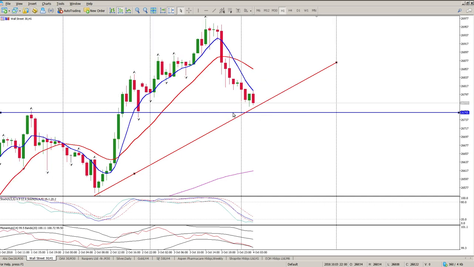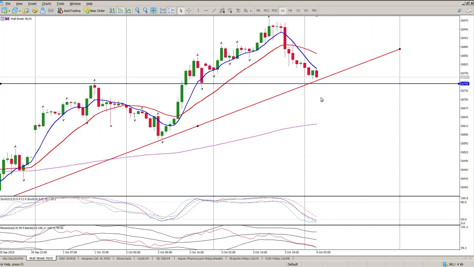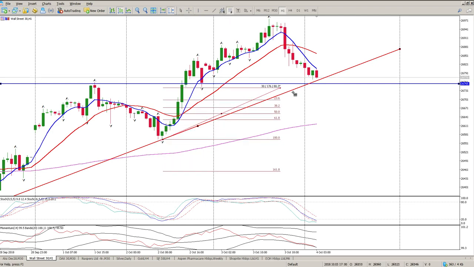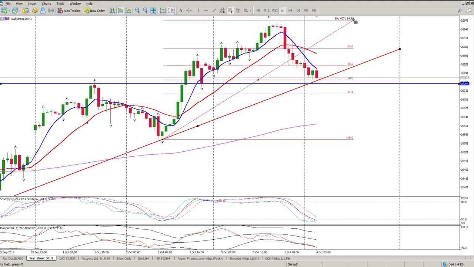26,755. This is the area that I want to watch out for, because there may be an opportunity to get long here. Alternatively, it may just break through this range here and pull back a bit deeper, and that pullback would more than likely be based on a Fibonacci level. You can see we're at the 50% Fibonacci, and then you've got the 61.8 further down.